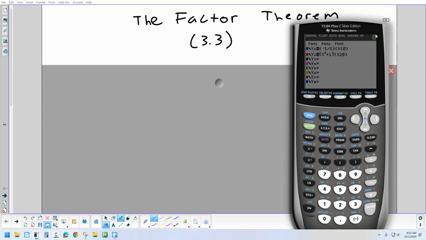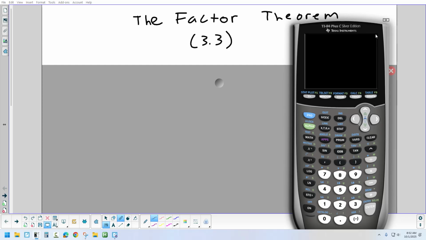Right, so the next section we are going to look at is 3.3. It's on the factor theorem, and we're also going to be looking at long division. The goal in this section is to start to learn how to factor things that are higher than an exponent of 2, and solve equations that are higher than quadratic, like cubic or quartic.